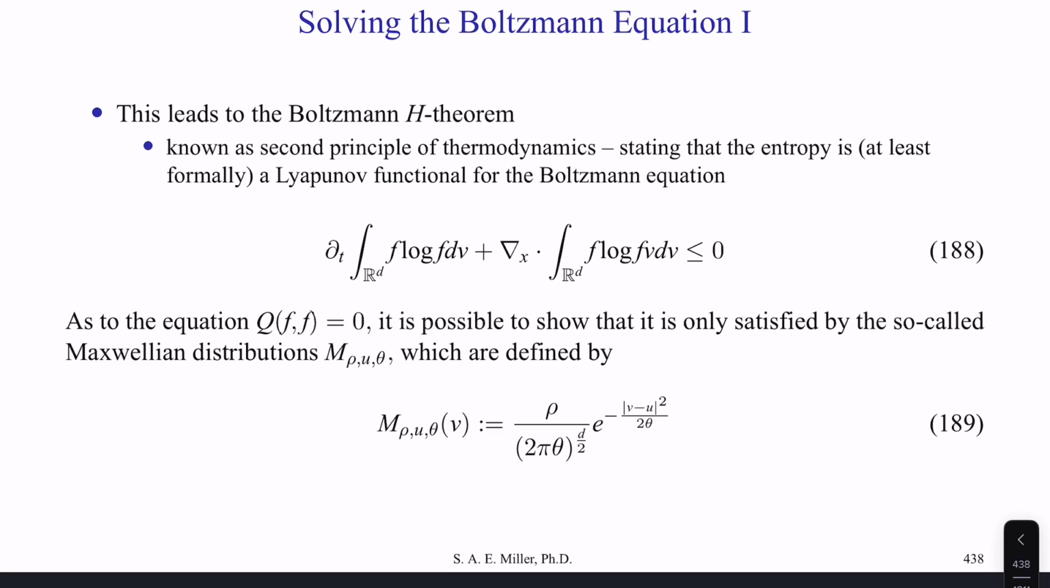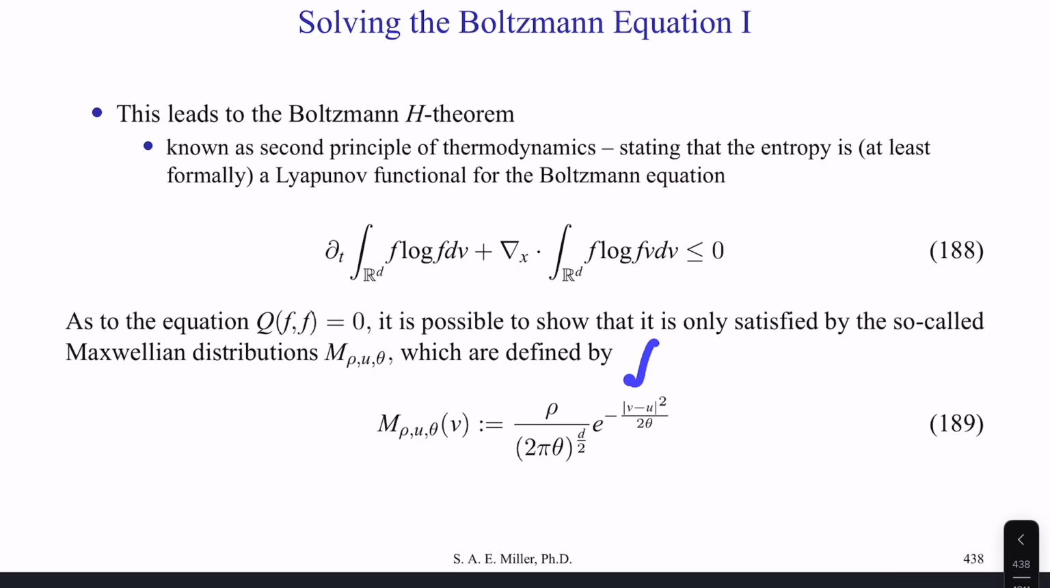We call it, when we teach students in engineering, the second principle of thermodynamics, or the second law of thermodynamics. That is specifically that the entropy formally is the Lyapunov function for the Boltzmann equation, which shows that entropy must be increasing in time. As to the equation, if Q(f,f) is 0 as previously stated, we can show that this equality is only satisfied by the so-called Maxwellian distribution, which we'll call M for Maxwellian, and we'll define it here.